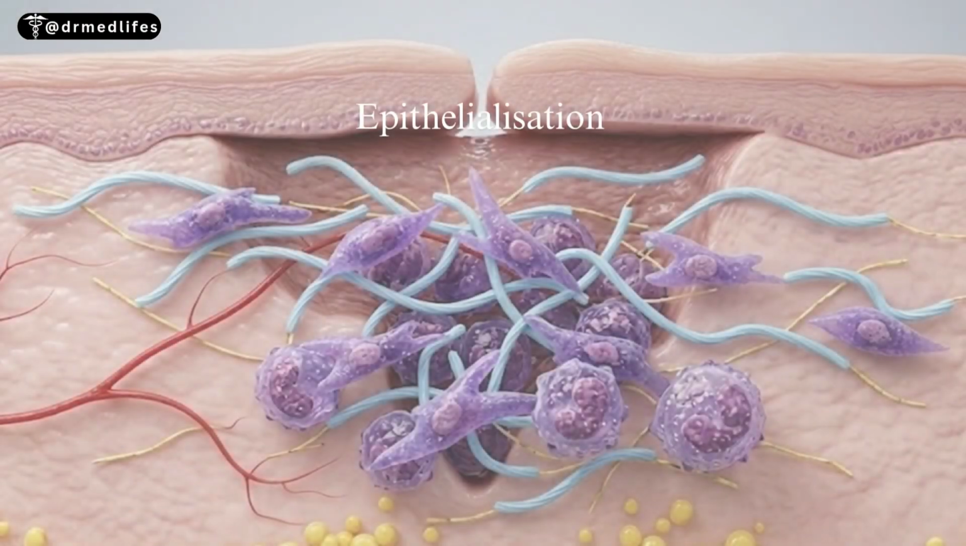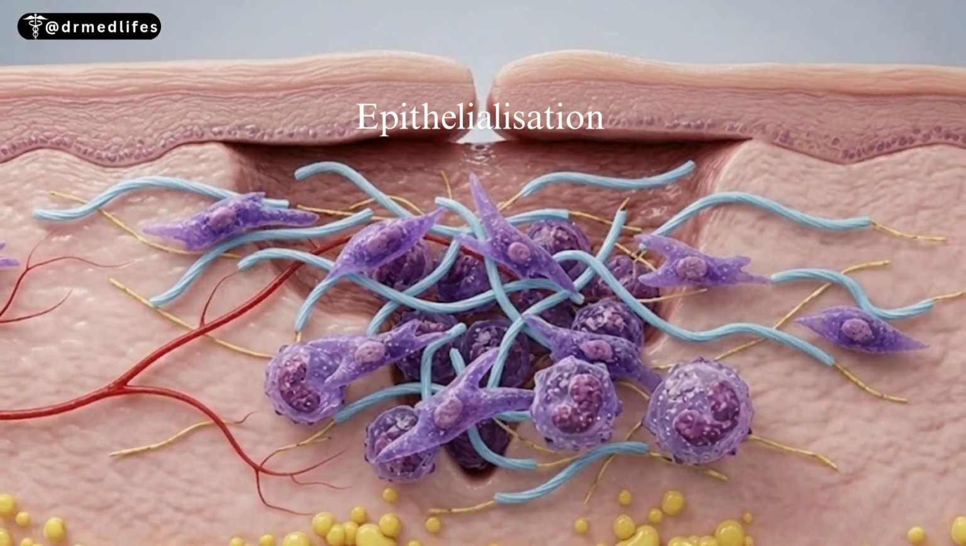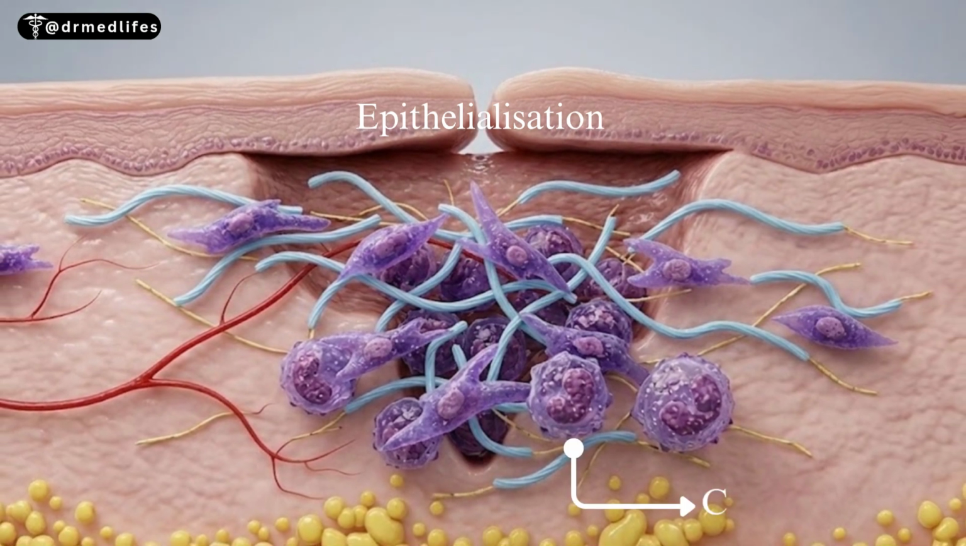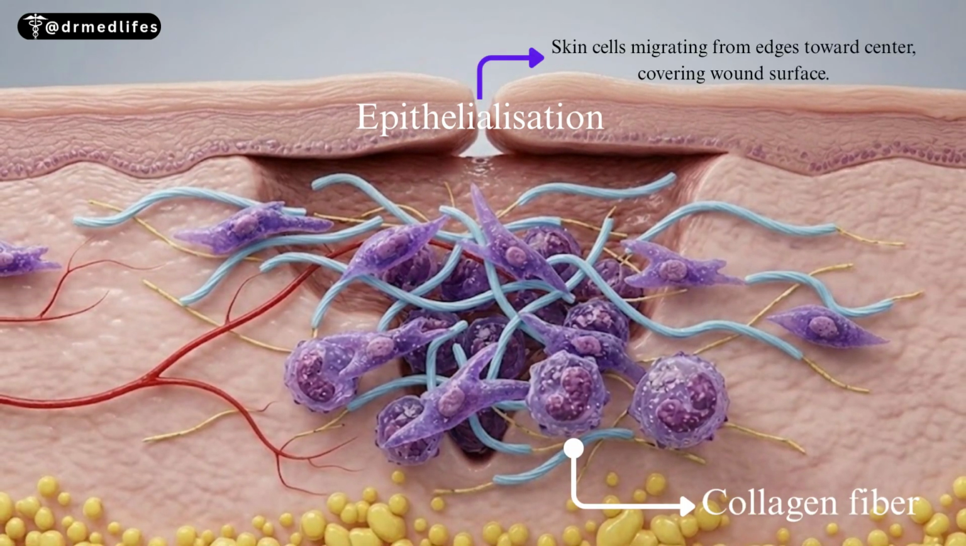The fifth stage is epithelialization. Epithelial cells migrate across the wound surface. They multiply and cover the wound, restoring the protective outer layer of the skin.